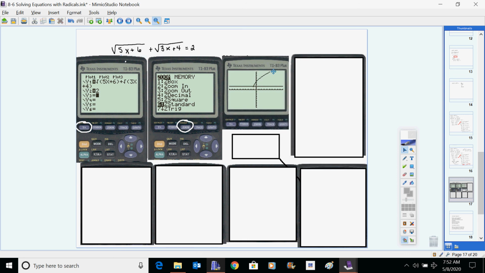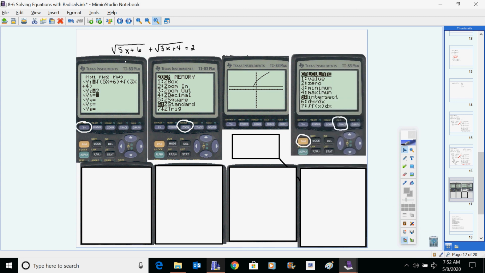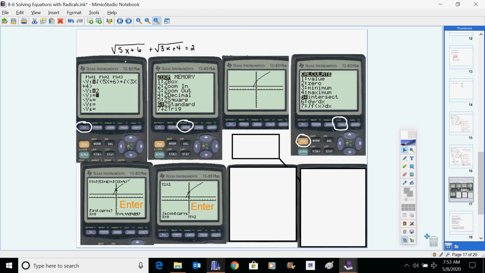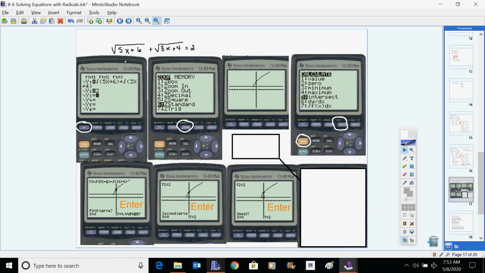Notice that this part of the graph is only going up like this because it is a square root function. It doesn't come down around because we are looking at just the principal square roots. There is an intersection, so we can do second calc, choose intersect. And if you remember, this is the one where you have to choose the first curve, hit enter. The second curve, hit enter. And then for guess, you hit enter one more time.